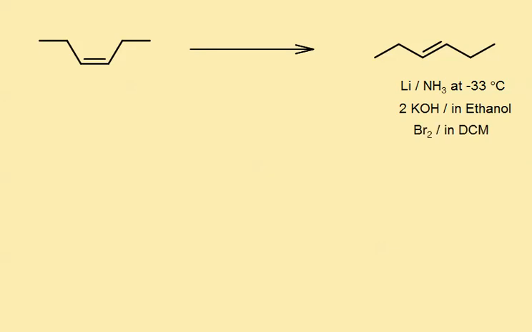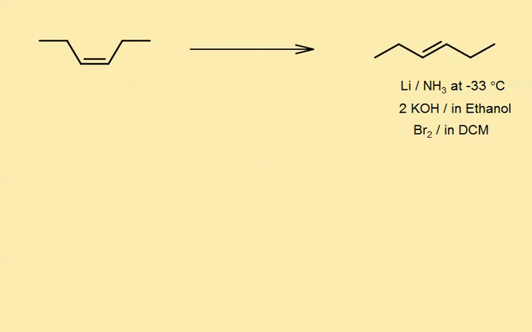And of course, if we're going to strip away halogens to make a pi bond, we need to have halogens in the first place. So we could use something like bromine in dichloromethane as solvent, or even chlorine in dichloromethane as solvent. So these look to be the three main elements of the reaction. It just depends on the order that we do them in.